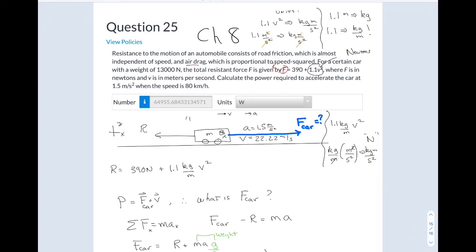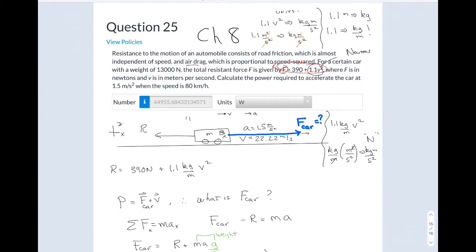It points backwards. The car's headed to the right, and the car is accelerating, so there has to be a net force on the car. That means there has to be a big blue force that points to the right to accelerate the car. Now, they give us this function. That's the drag force.